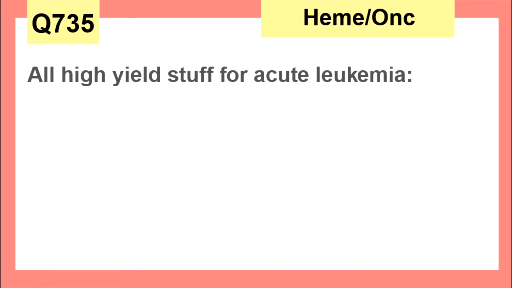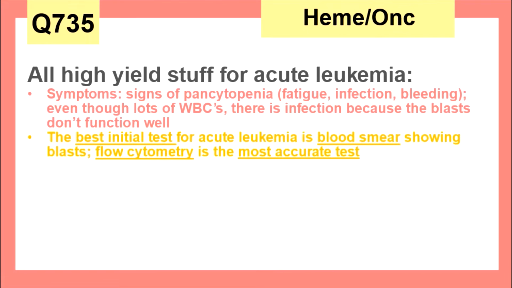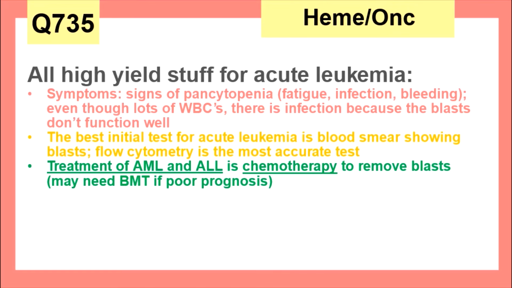Okay, all high-yield stuff for acute leukemia I'm going to write over here. Symptoms include signs of pancytopenia. The best initial test is blood smear. Flow cytometry is most accurate. Treatment of AML and ALL is chemo to remove the blasts. You may need bone marrow transplant if there's a poor prognosis.